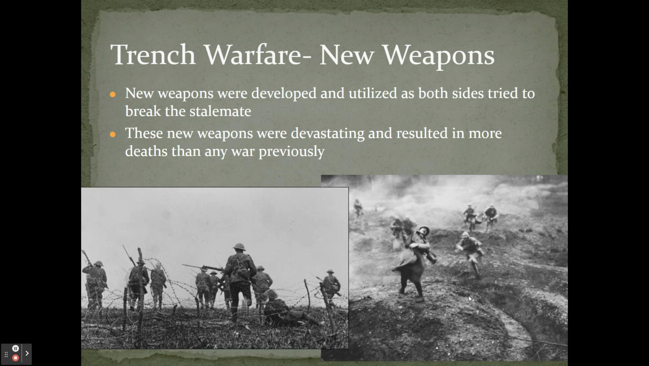These new weapons developed into even more deadly weapons as both sides thought, if we could just get something stronger, maybe we could finally break the stalemate. But what happened is that these were the most devastating and deadly weapons the world had ever seen, and resulted in more death than any other war up until this point.